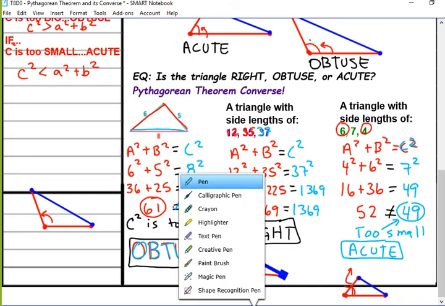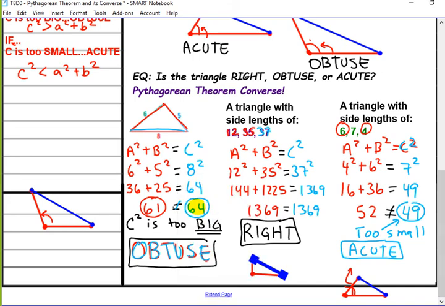Here we have the two numbers being equal to one another. They're both 1369. If they're equal, then they're right. And here we have 49, and it's too small. It should be 52. It's only 49, so it's going to be acute.